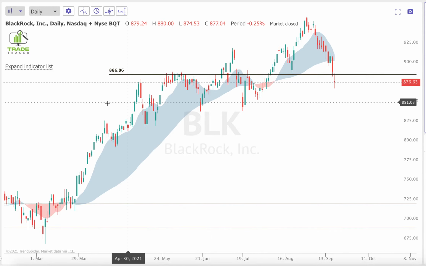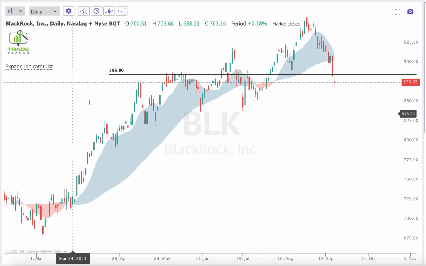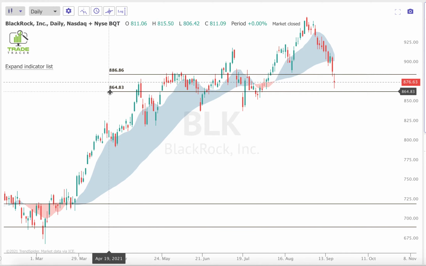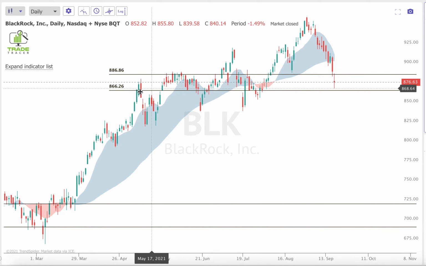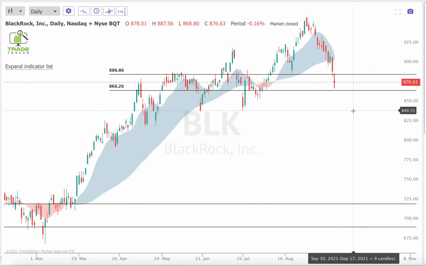I'll just continue this exercise until I feel like I've gotten the majority of levels. So this would be another level for me, this 866. What I'm trying to do is make these horizontal lines interact with the tops of candles, the bottoms of candles, candles where price has opened or closed. That gives me an idea of where price can go.